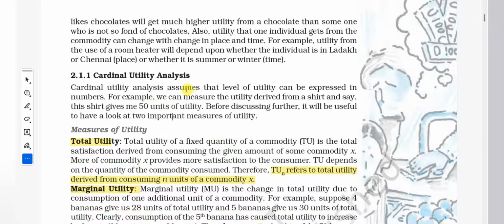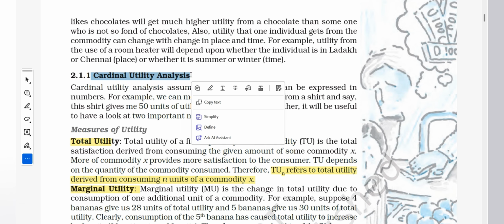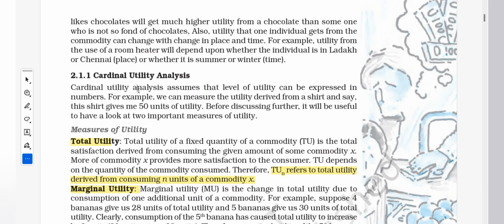Okay? So you cannot tell how you feel, what is the level of satisfaction, or what is the internal feeling. We cannot quantify them. This is one of the shortcomings of cardinal utility analysis, over which the ordinal utility analysis is built, which says we can only compare them. We'll talk about this further.